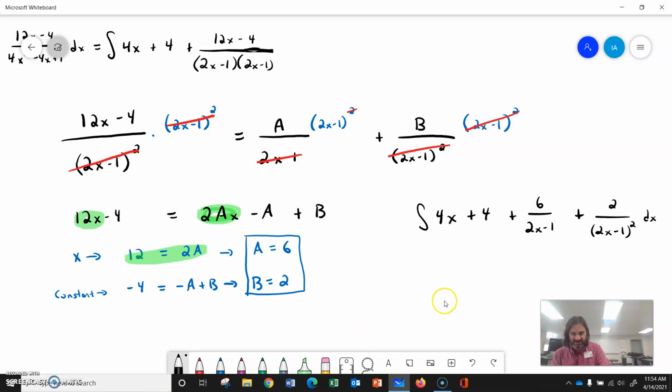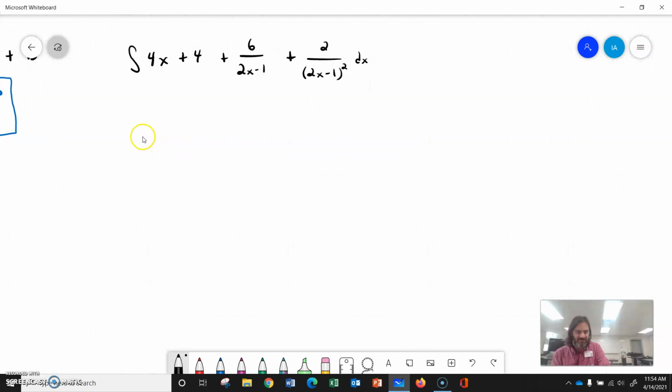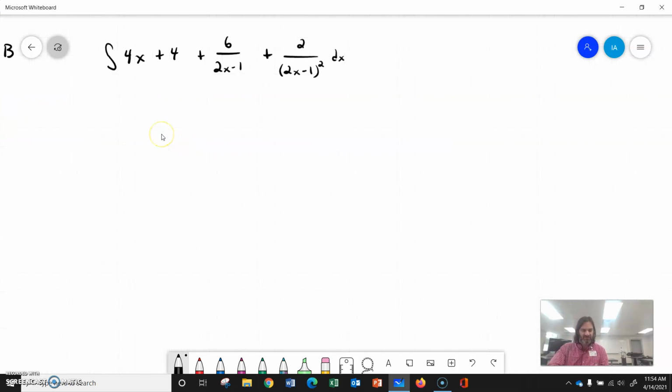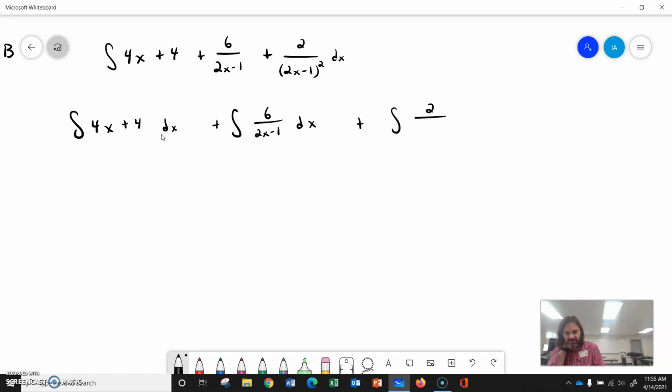So now I've got where I can see it, I'm going to write it a little bit bigger and space it out so we can work with it. So hopefully everything's in the right place. So we got the integral of 4x plus 4. I feel good about that. Let's just go ahead and separate these, plus the integral of 6 over 2x minus 1. That's going to be a natural log integration, but we do need a u substitution for an adjustment, and then plus a integral of 2 over 2x minus 1 squared. I think that's just going to be a regular u substitution. So let's try and pull things down.